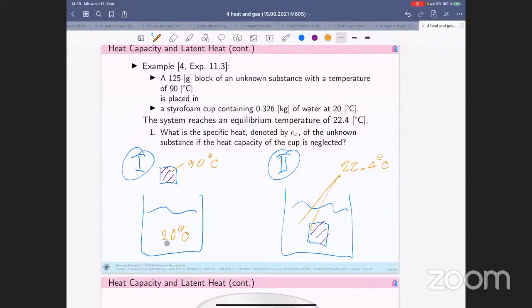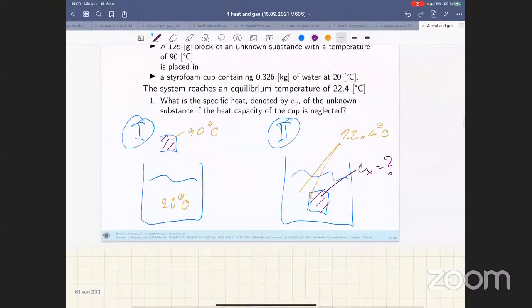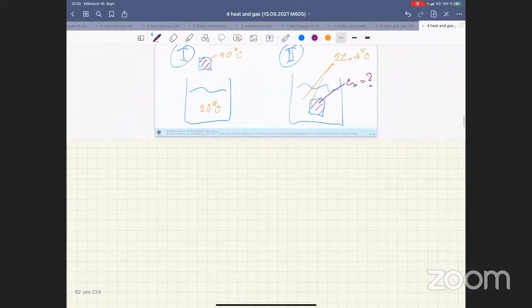So what do you think? They would like to know the specific heat of this one. What is Cx, the specific heat of this one? We have to use another way. Before, we divided the whole equation by delta t, but that's not the case for this problem. We're going to use the law of energy conservation.